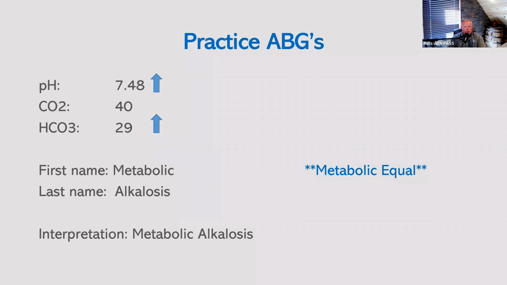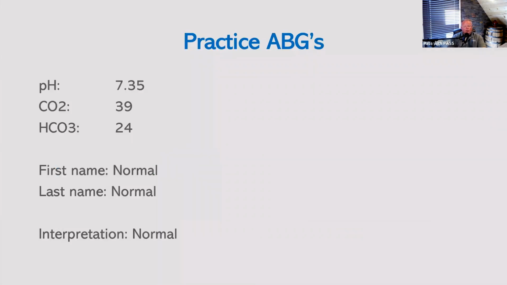How do we get alkalosis? The pH is high. I know that it's alkalotic, and I know it's metabolic in nature because my bicarb is also high. As we look at this next one, we have a pH of 7.35. That is normal. We then look at our CO2. It is 39. We know that that is a normal range. And we look at our bicarb, which is 24. That too is a normal range. All things are normal. This is a normal ABG.